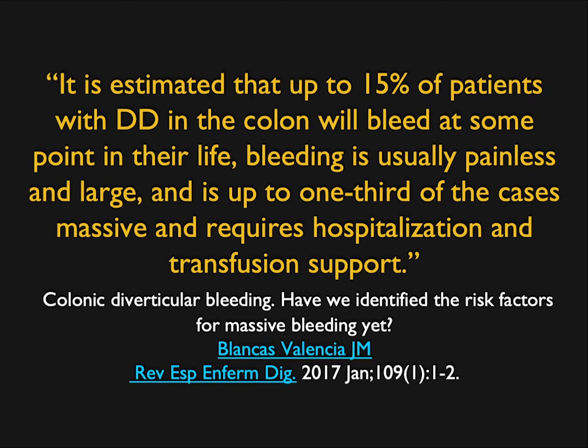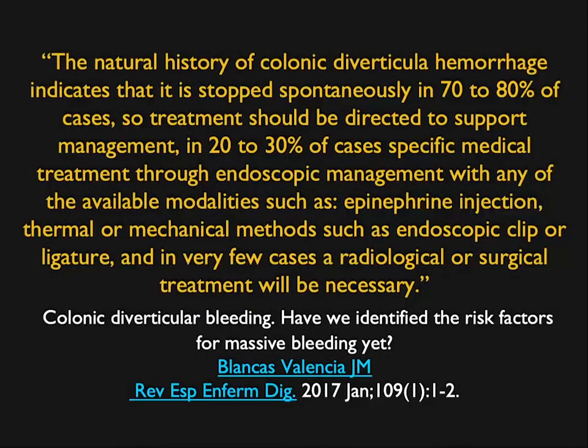It's estimated that up to 15% of patients with diverticular disease will bleed at some point during their lifetime, but bleeding is usually painless, and in up to 1/3 of the cases, massive support and hospitalization and transfusion will be required. The majority of patients, however, will not have a second bleed. So it's important to recognize this.